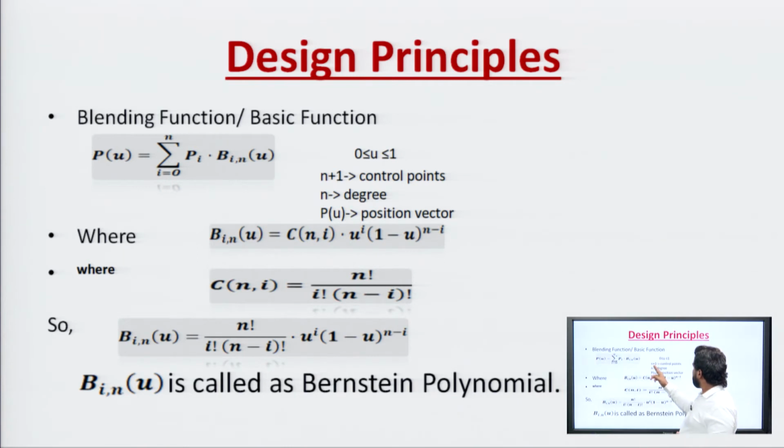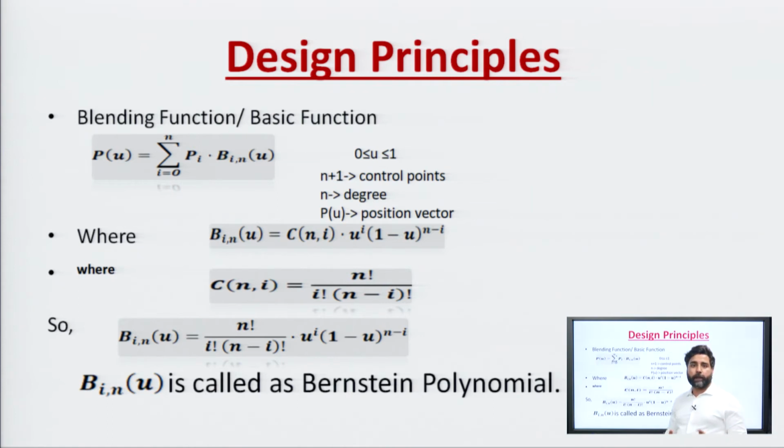Then coming to n, we have n plus 1 control points, and the degree, as we have discussed earlier, will be n. P(u) is the position vector, that is the summation of all the position vectors Pi times the Bernstein polynomial, which is equal to the combination of n and i.